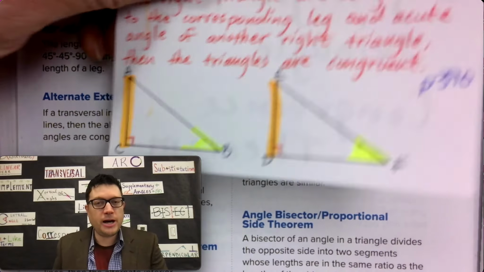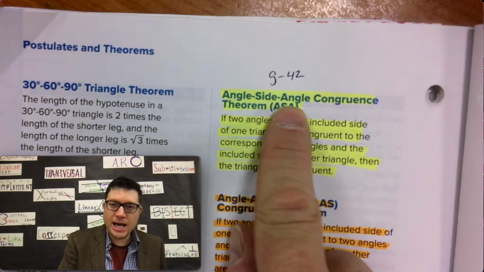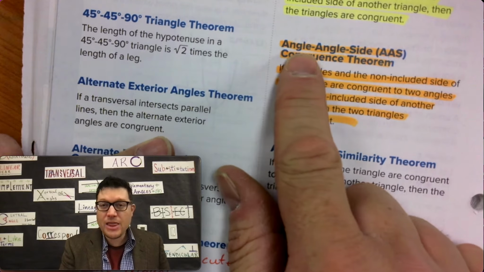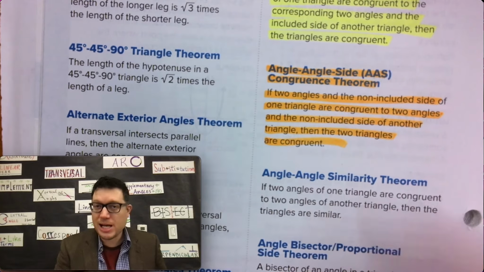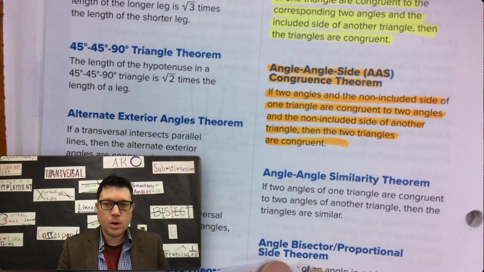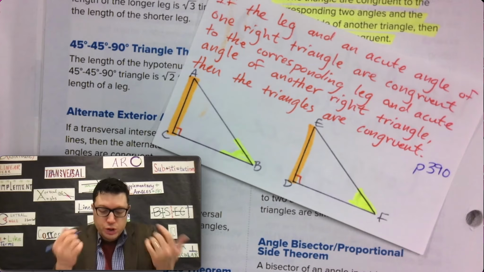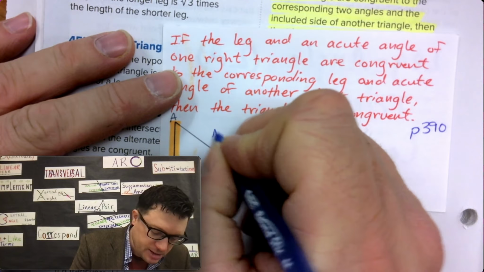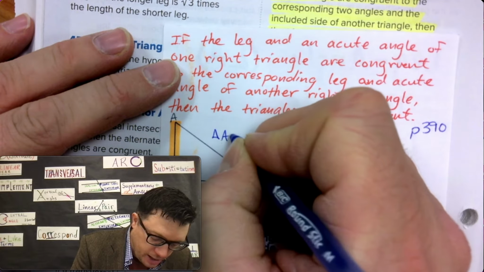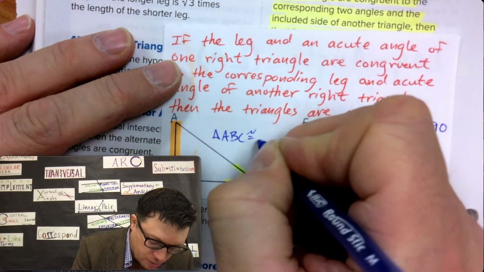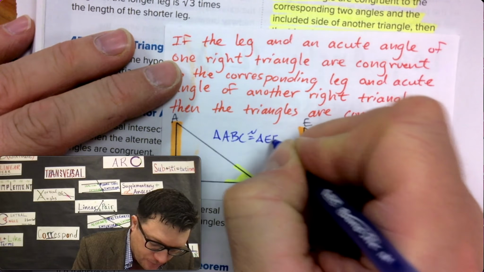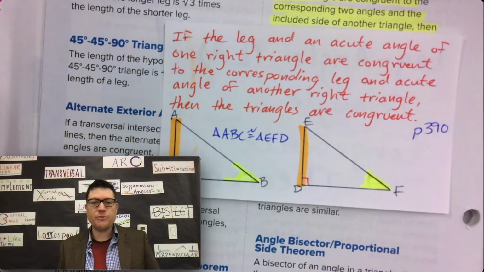If it did, fine, ASA. But if the side, the leg, is not between the two angles, that's the 90 and the other corner, then it's AAS. But for those two situations, it's enough for us to justify that triangle ABC is congruent to triangle EFD, and therefore they are the same.